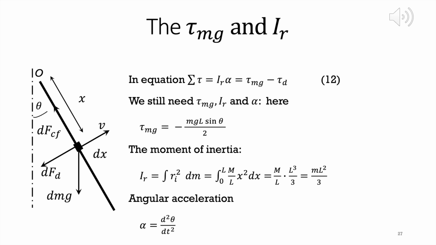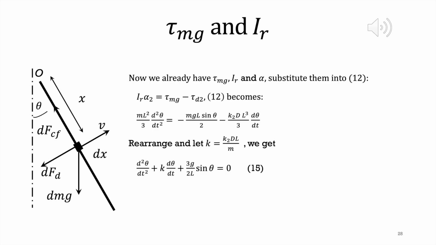For the torque of mg, as assumed, the rod is uniform, so we can think of the mass of the rod as concentrated at the center of mass of the rod. So the torque of mg is a product of the gravitational force mg and its moment arm. Now we can use the previous results to obtain the motion equations.